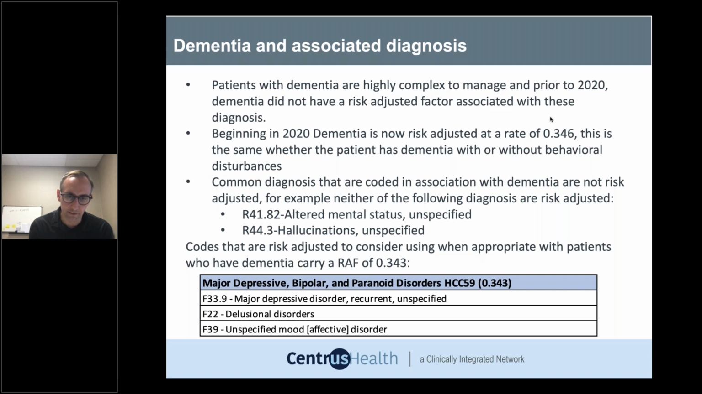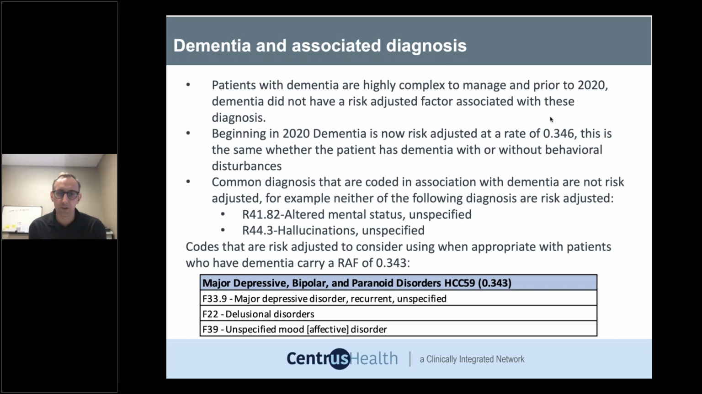If your clinic participates in that, additional funds were made available for managing those patients, as well as in the ACO program. Patients with dementia and ESRD are put in their own separate categories because there are such high costs associated with these patients, and they're much more complex, so it's not fair to put them in with the rest of your population. Common diagnoses that we see coded in association with dementia are also not risk adjusted.